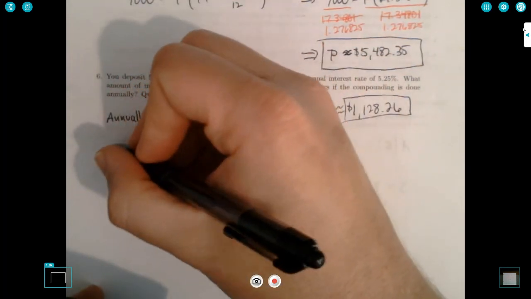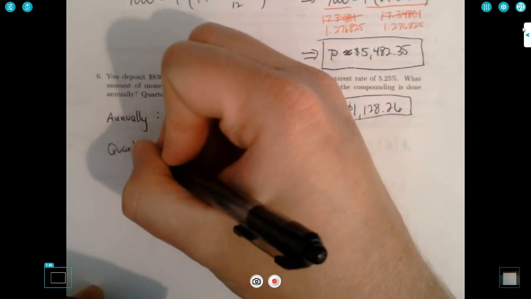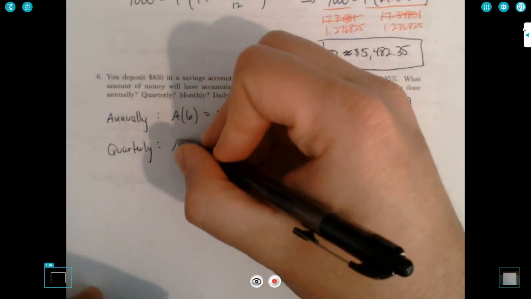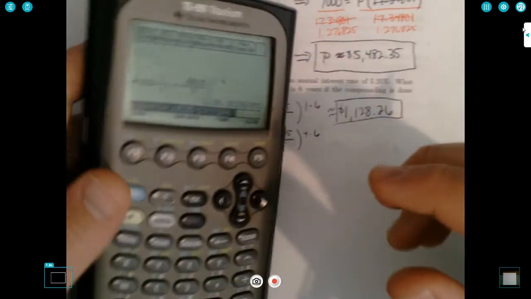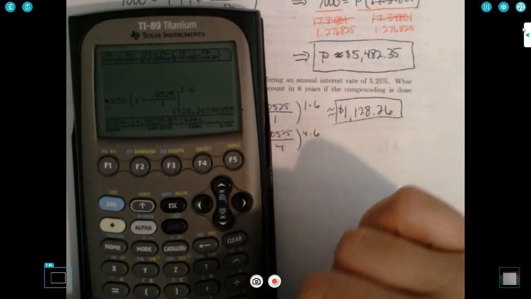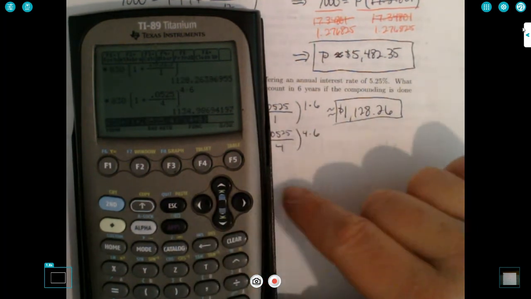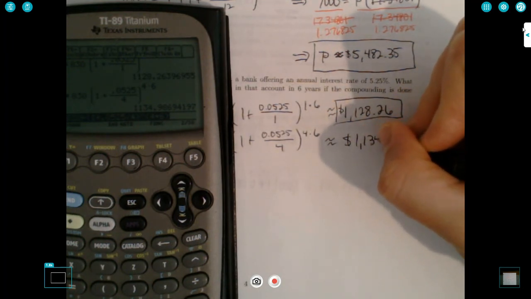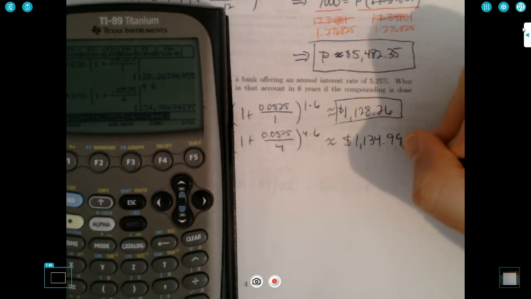If it's compounded quarterly, that means 4 times a year, right? Then A of 6 is going to be 830 times 1 plus 0.0525 divided by 4 to the 4 times 6. And so I'm just going to come back here and replace my 1s with 4s. That comes out to about $1,134.99.